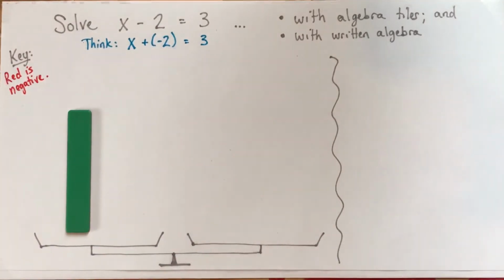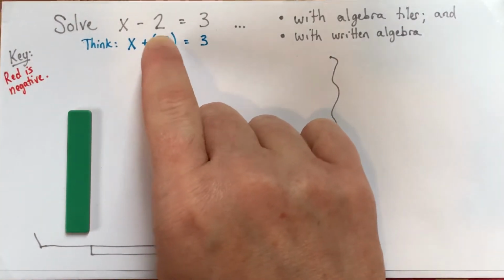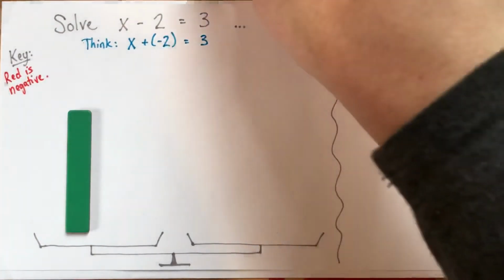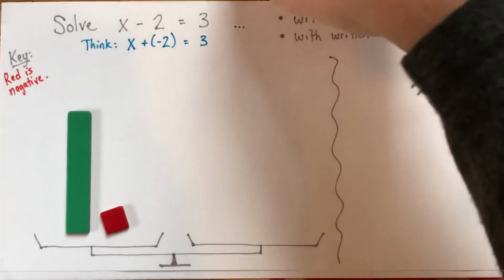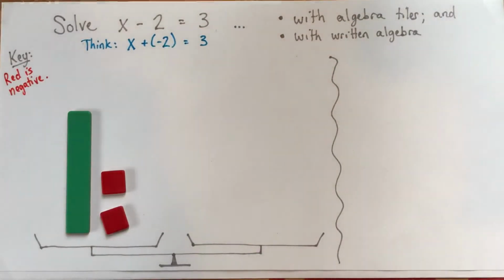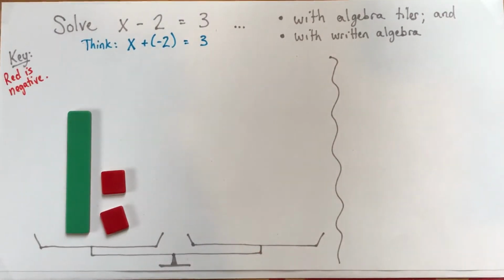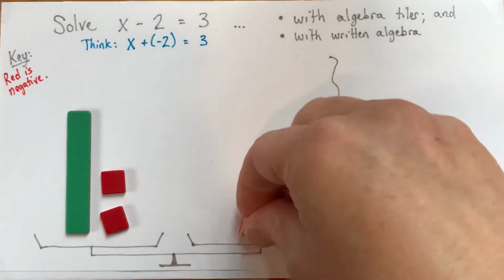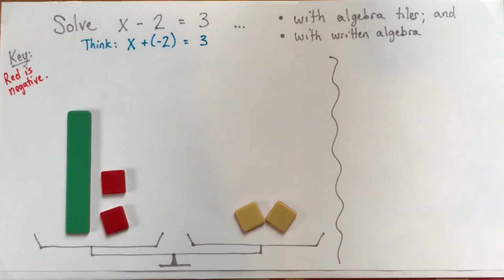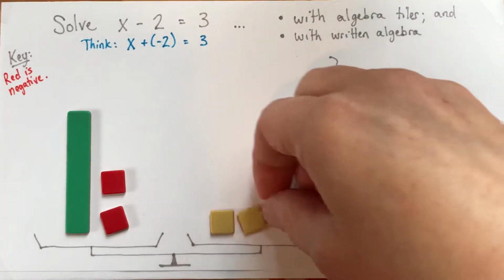So a lot of people find that that makes it much more obvious about what to do now, because x plus negative 2, well, I just add 2 negatives onto here. So red is negative. So there's one negative, and there's another negative. So that's what I've got on one side of my balance. And the balance I use just to remind me that these two sides are equal, or they're the same. It also reminds me as I solve the equation that I've got to keep doing the same thing to both sides to keep it balanced. On the other side I'll have 3. And my positives are a little bit yellowy beige here.